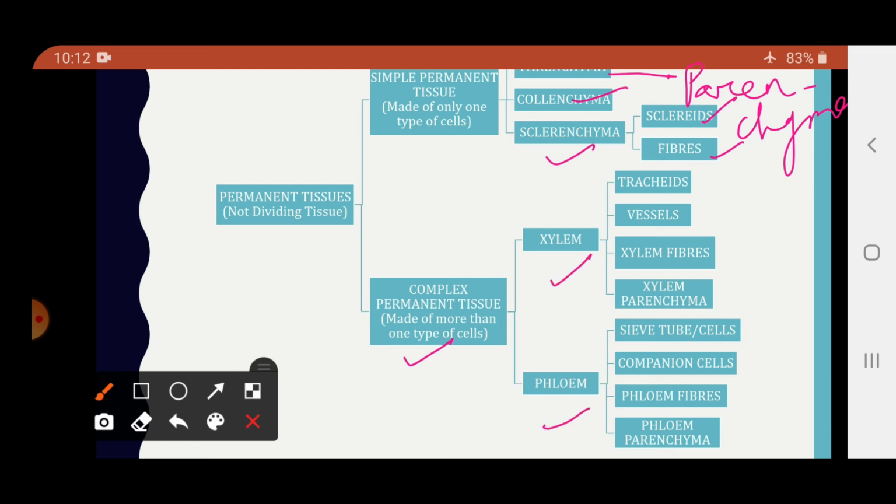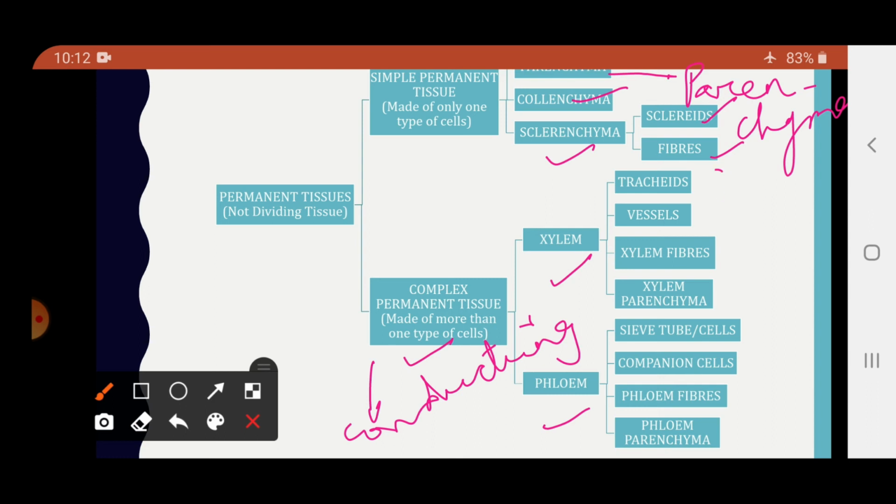Example, xylem and phloem. Now see students, these are also called the conducting tissues और vascular tissues, क्योंकि ये दोनों tissues का काम क्या है? Conduction, यानी transportation of food, transportation of water, minerals, etc. So there are two types of the complex or conducting tissues: xylem and phloem.